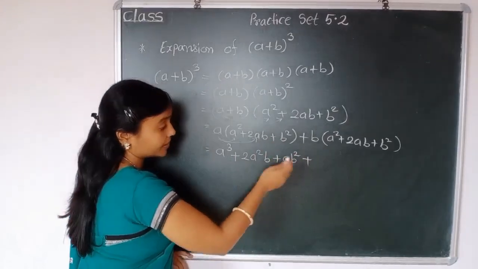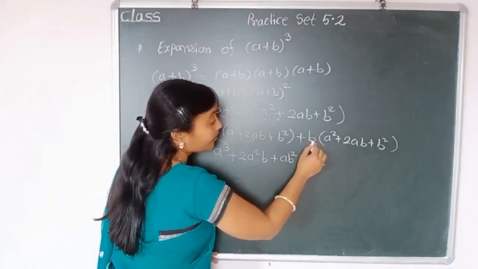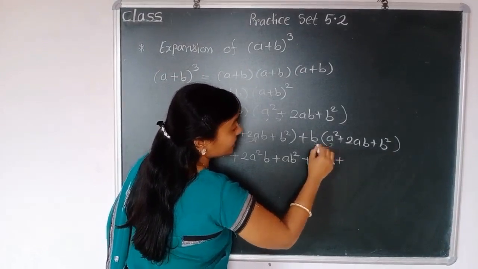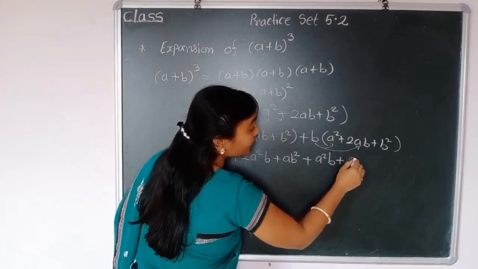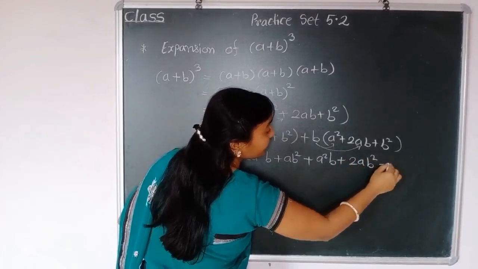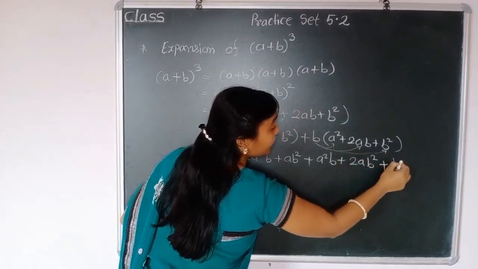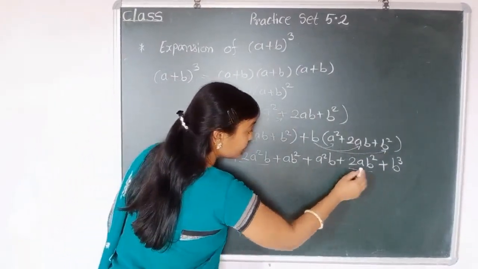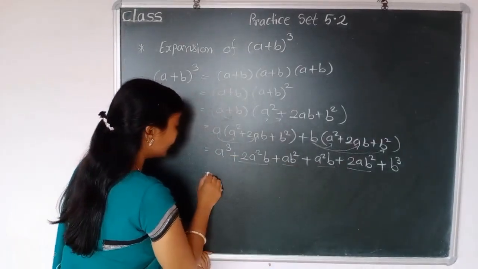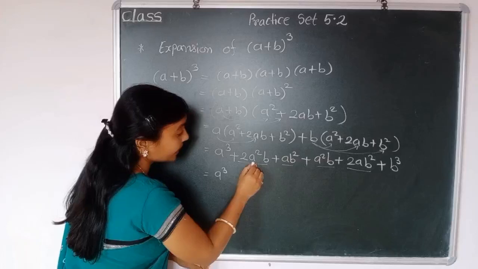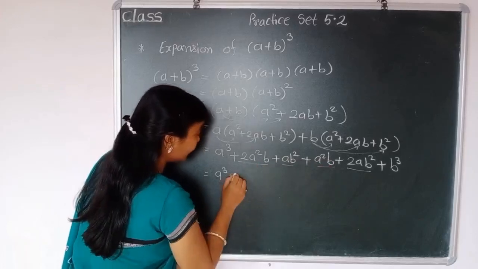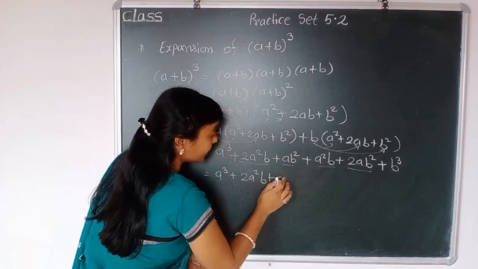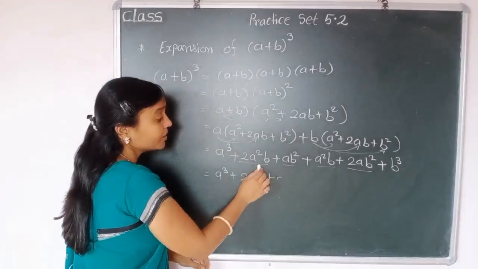We can change the places. B into a square b, plus b into 2ab, 2ab square, plus b into b square, b cube. Now these terms are the same, a square b with a square b. We write these terms, twice a square b plus a square b. So we can directly add because the variables are the same.